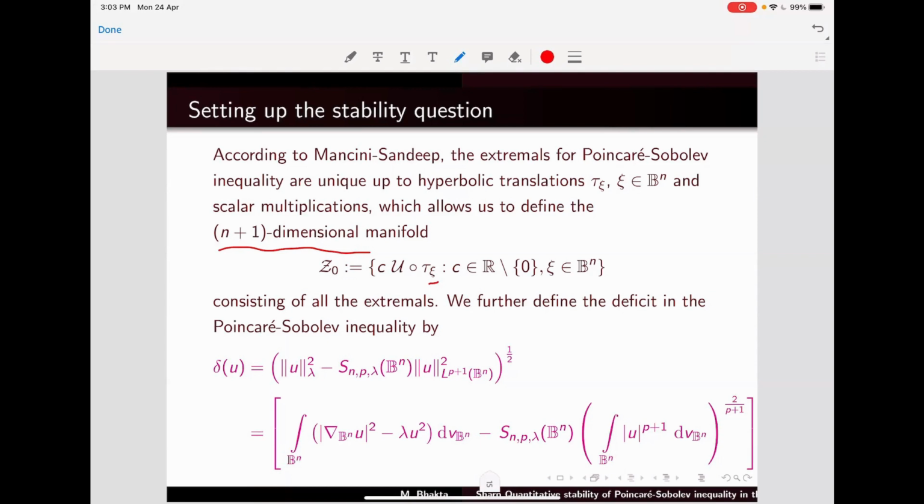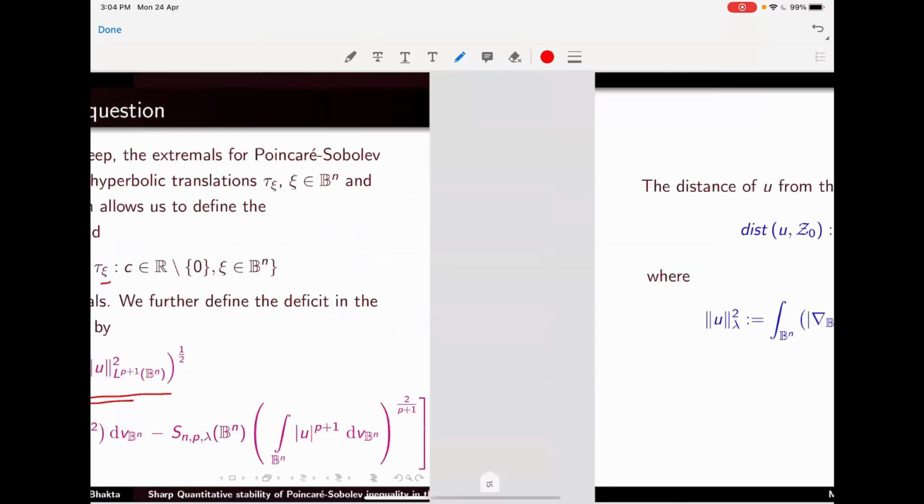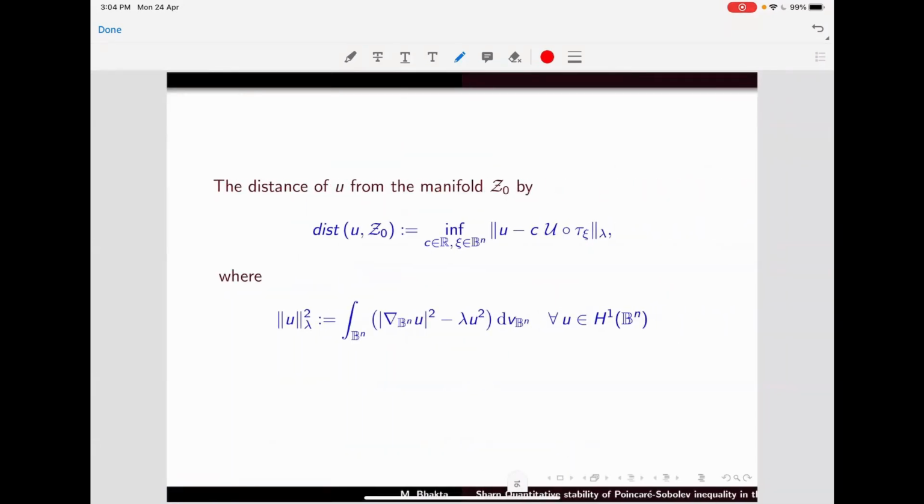Again we define the deficit functional, the way we defined it for the Sobolev inequality. So delta of u is defined as follows. This is exactly the Poincare-Sobolev inequality: you take everything to the left-hand side and put in the power. So this is the deficit functional. Correspondingly, we define the distance function from the manifold, with the usual definition of a distance function in H1(B^n). You take u minus any element of the manifold and minimize over that function.